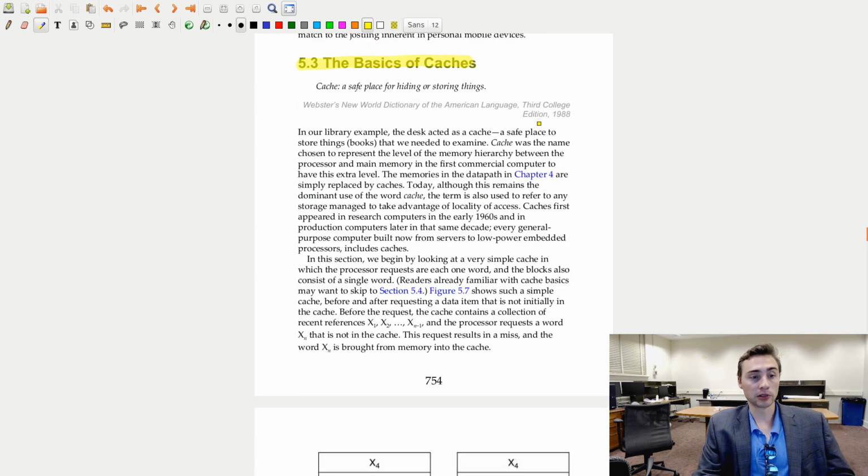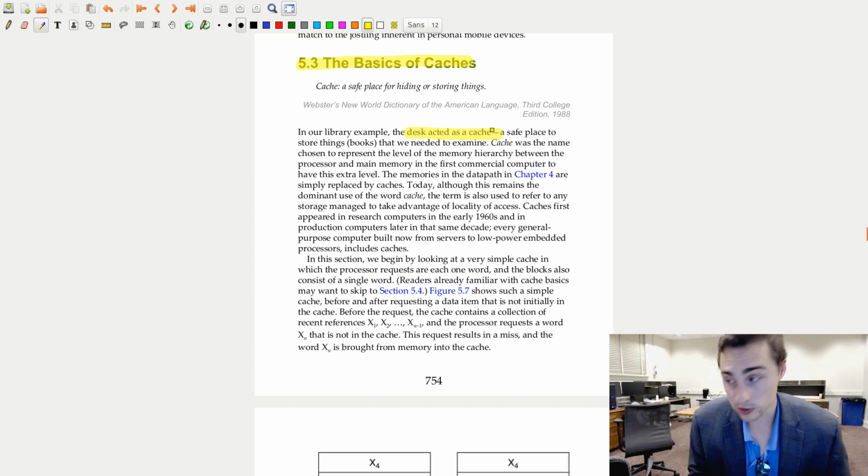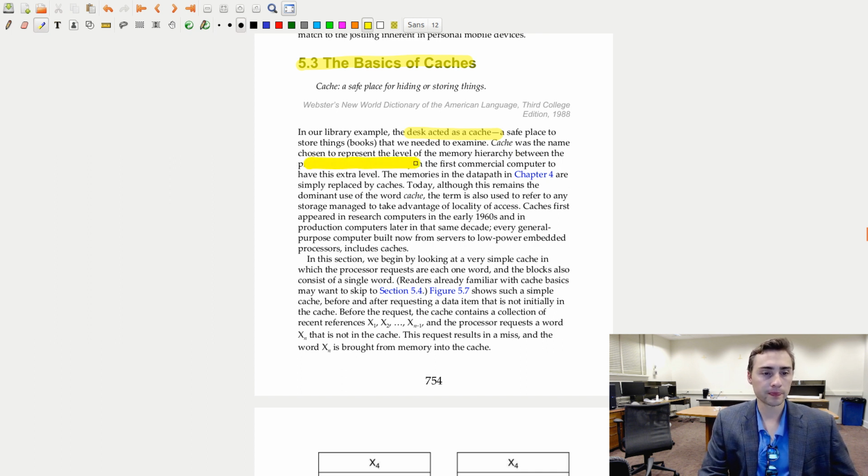Okay, so in our library example, the desk acted as a cache. The desk is what we use to put all the books on, where all the information that we were looking for was located. Cache was the name chosen to represent the level of memory hierarchy between the processor and main memory. So the first commercial computer, boring.